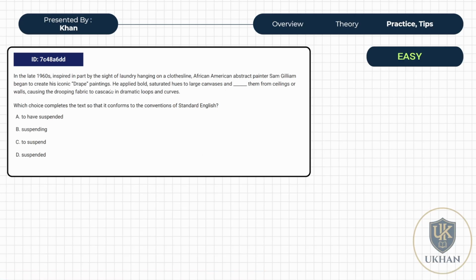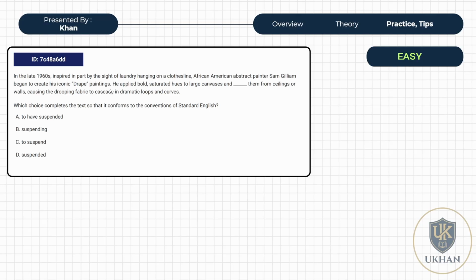All right, so this one says, in the late 1960s, inspired in part by the sight of laundry hanging on a clothesline, African-American abstract painter Sam Gilliam began to create his iconic drape paintings. He applied bold, saturated hues to large canvases and blank them from ceilings or walls, causing the drooping fabric to cascade in dramatic loops and curves. The choices are A, to have suspended, B, suspending, C, to suspend, and D, suspended.